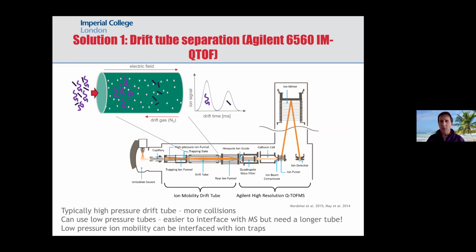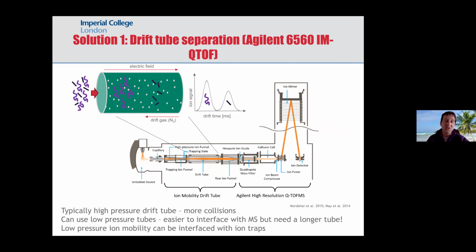I'll start off with what I think conceptually is the easiest one to explain, and it involves a drift tube, as I've just explained, where we're going to accelerate our ions using an electric field and impede their progress with a drift gas going in the opposite direction. So this is the design that's favoured on the instrument that we use, which is an Agilent 6560 ion mobility QTOF. And you can have high pressure ion mobility tubes or low pressure ion mobility tubes.